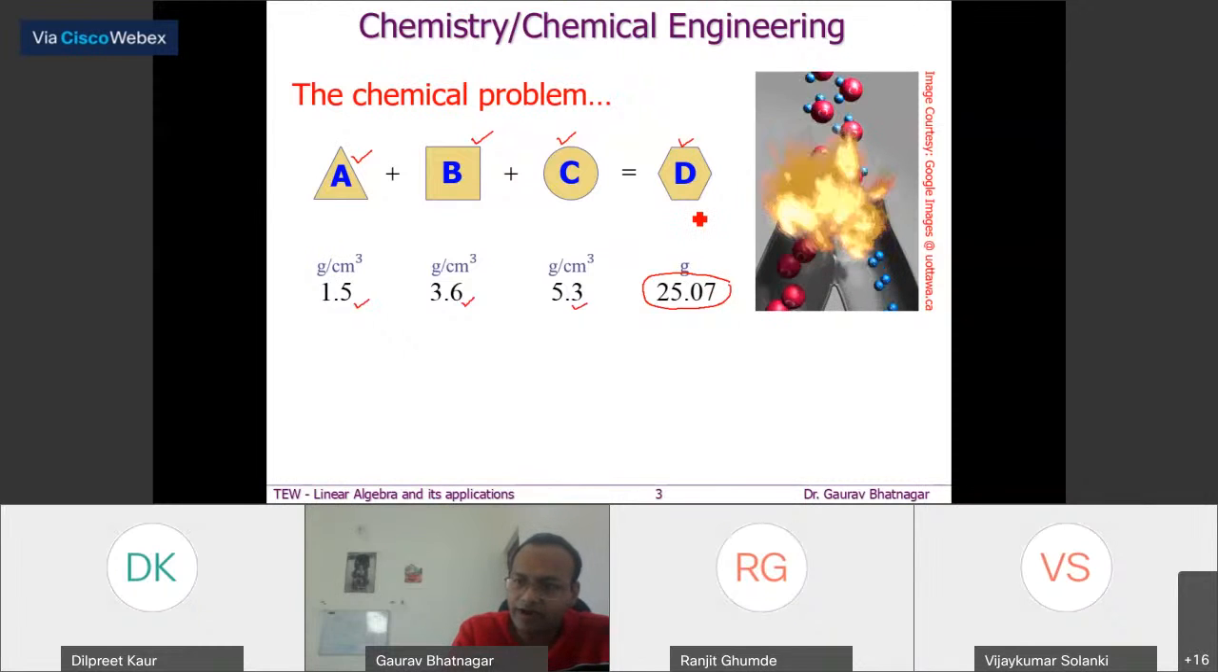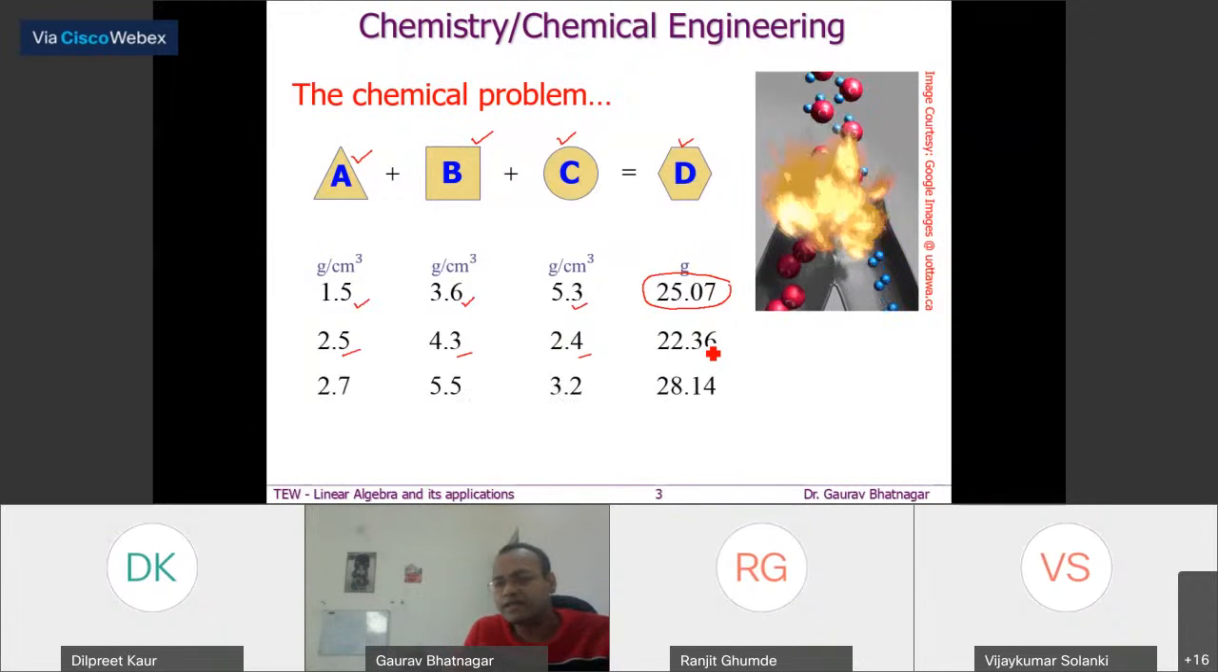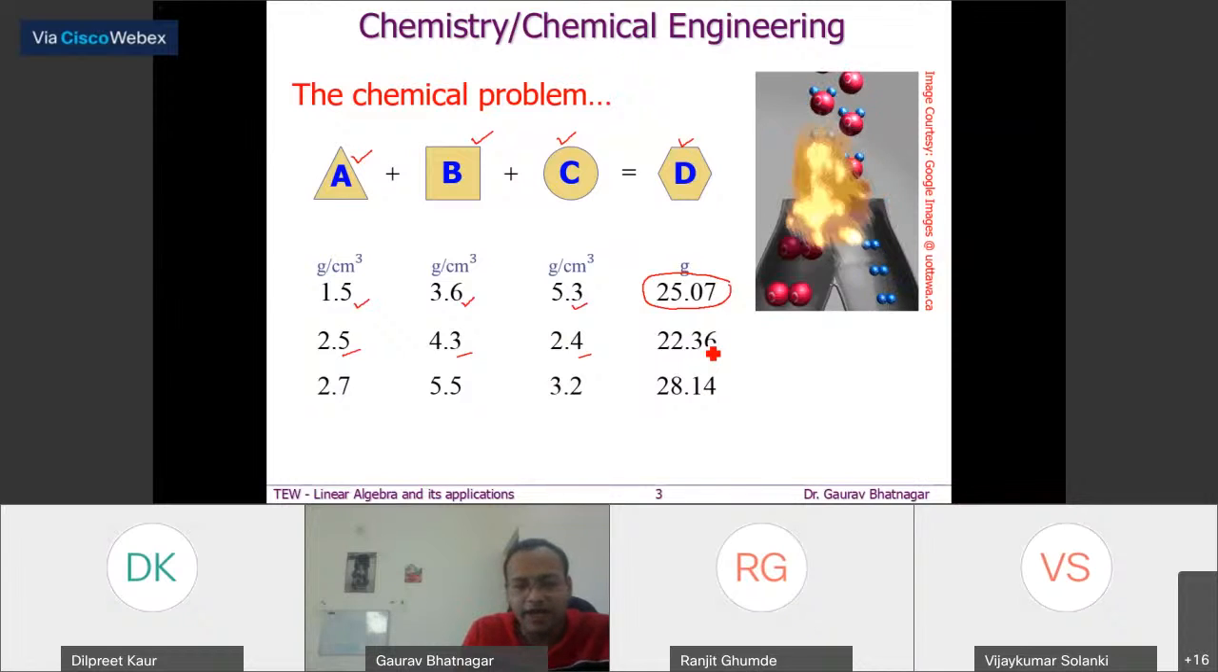And another set of researchers or scientists take quite different quantities of these particular substances or the solution, and then they are going to get about 22.36 grams of the substance D. Similarly, another set of researchers try to take different amounts, which are again going to be close to this, but they are going to get approximately 28 grams of the substance D.